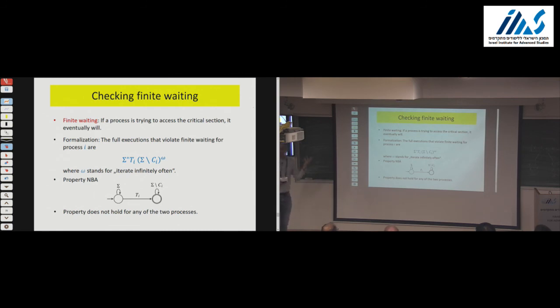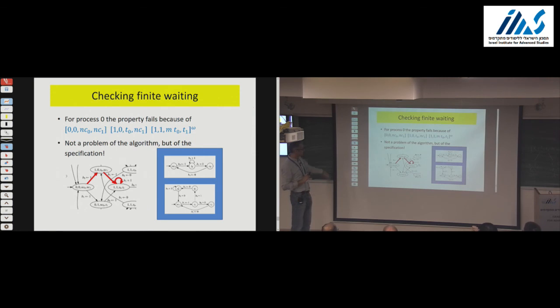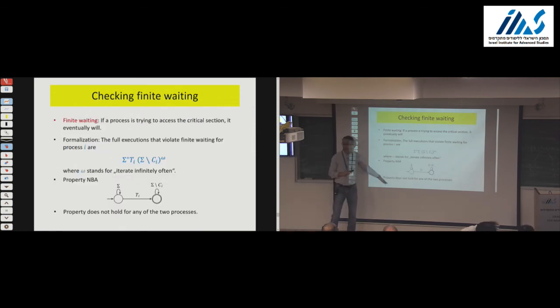Okay, and now we can check the finite waiting property, right? We have the system NBA that we had before for Lamport's algorithm. It will be the one we saw, but with all states final. And now we have this Büchi automaton for the property that we want to check, right? The idea is that these are the violations. I am trying to enter the critical section, but I do not enter, right? And we see that the property actually fails. And it fails for both processes, which you will find a bit weird, right?